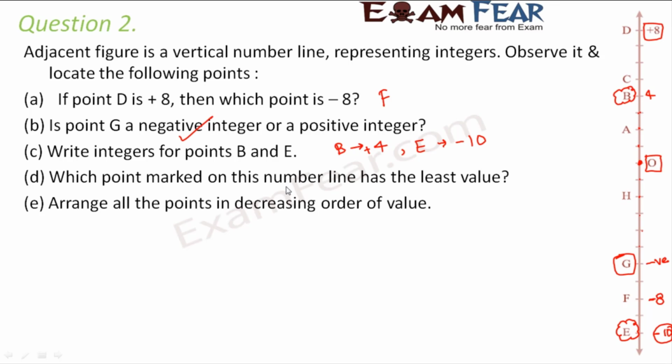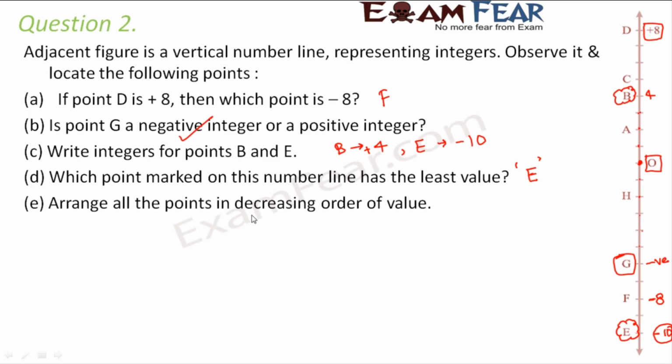Which point marked on this number line has the least value? Which is the minimum value here? As you move down, you go towards the negative numbers, and negative numbers are smaller than positive numbers. So obviously some number on this side will be the least value. Now in negative numbers also, the number with the maximum value will overall be the lowest number. In the negative numbers, which is the number with maximum value? That is minus 10. So minus 10, which is marked by point E, has the lowest value.